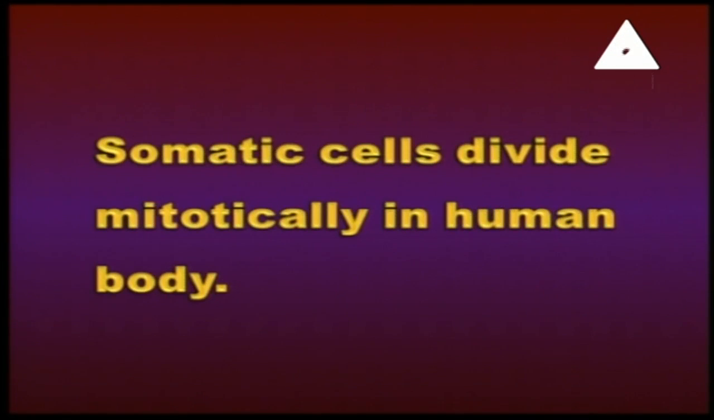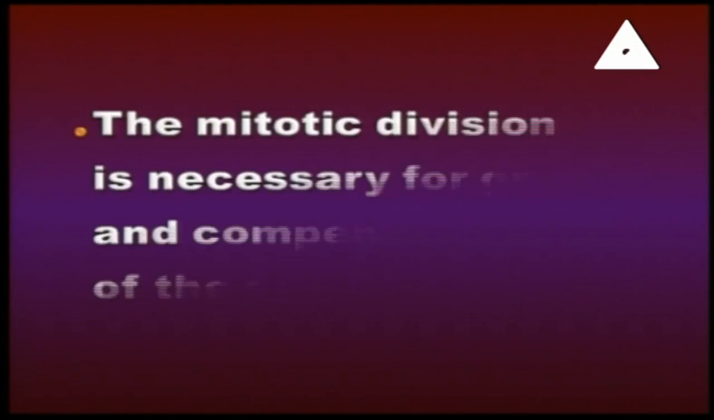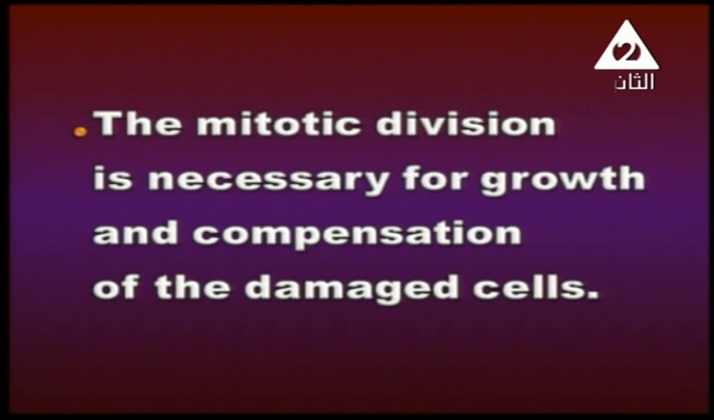What are the results of somatic cells dividing mitotically in the human body? The mitotic division is necessary for the growth of the body and also for compensation of the damaged cells. So when the somatic cells undergo mitotic division, it is necessary for the growth of the human body and compensation of any damaged cells in the body.